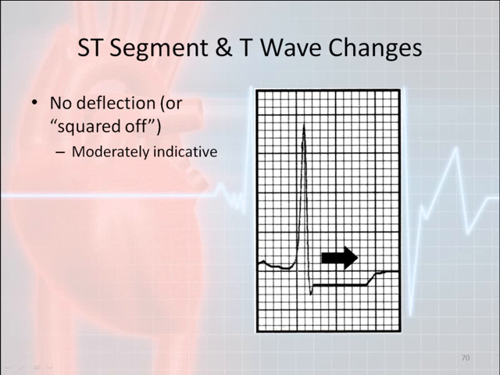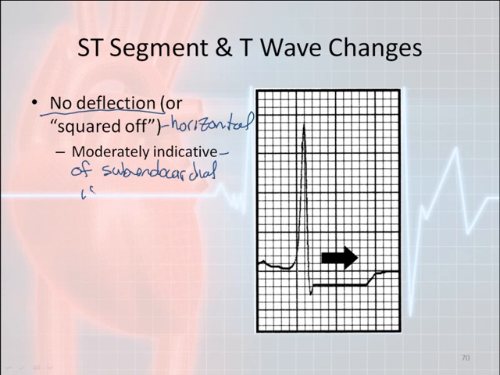Another type of ST segment depression is going to be the one where it is squared off, or there's no deflection. This is actually considered horizontal. This is moderately indicative of subendocardial ischemia. It is still indicative of it. You still need to treat the person as if they're having a heart attack. But as you can see here from the J point right here, it is completely squared off.